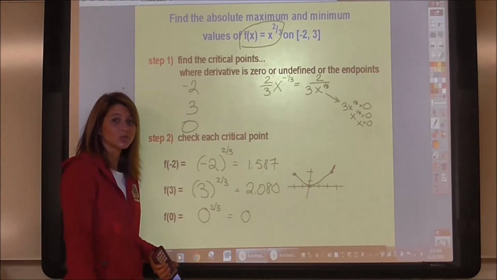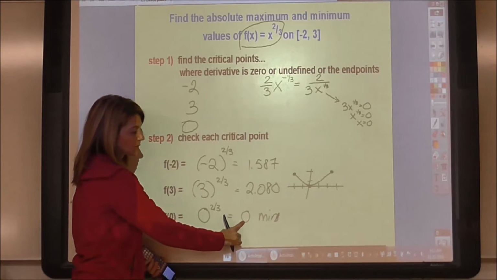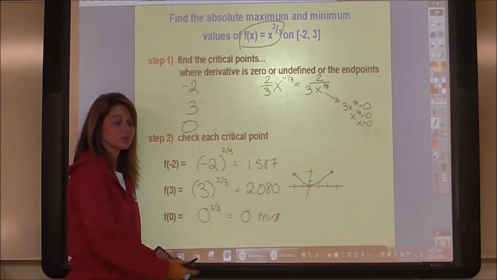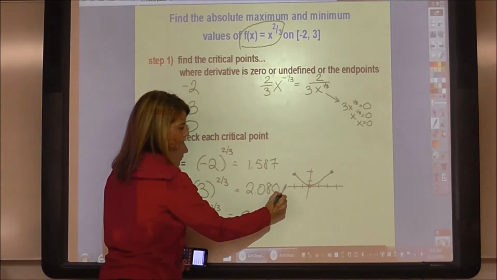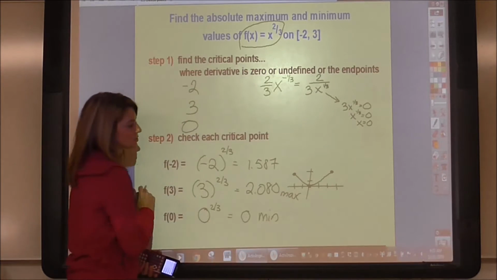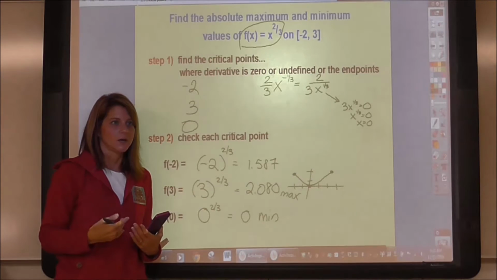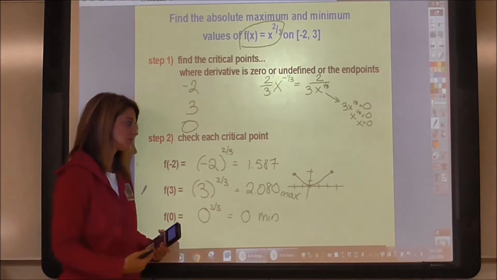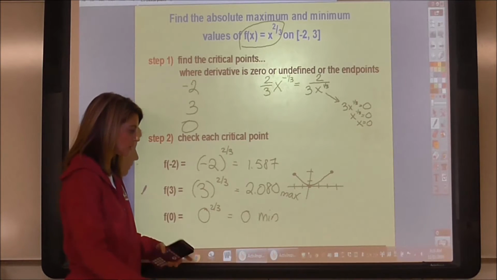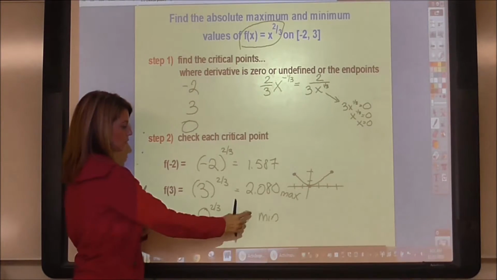So which one is your minimum value? Right here, the lowest y value. Where's your maximum? The highest y value, right here. Now you just have to be very careful about what the question says. If it asks to find the points, then we need to write them as points. Then we say that we have an absolute minimum at (0, 0). If it just says what's the value, then we want the 0.